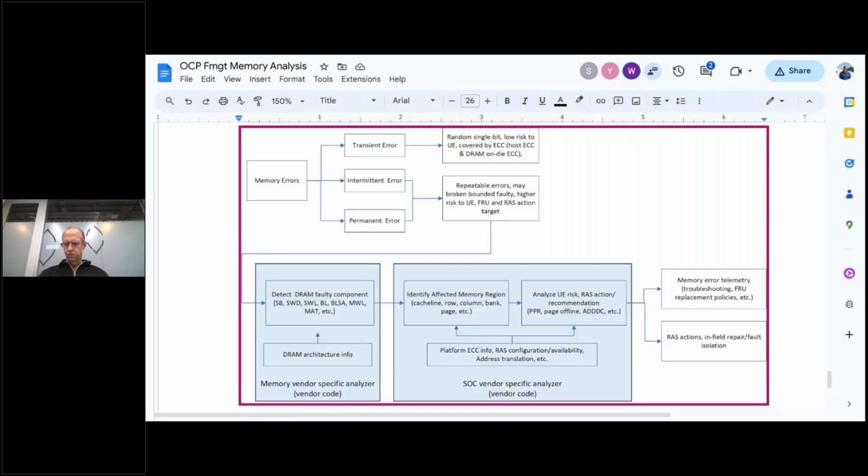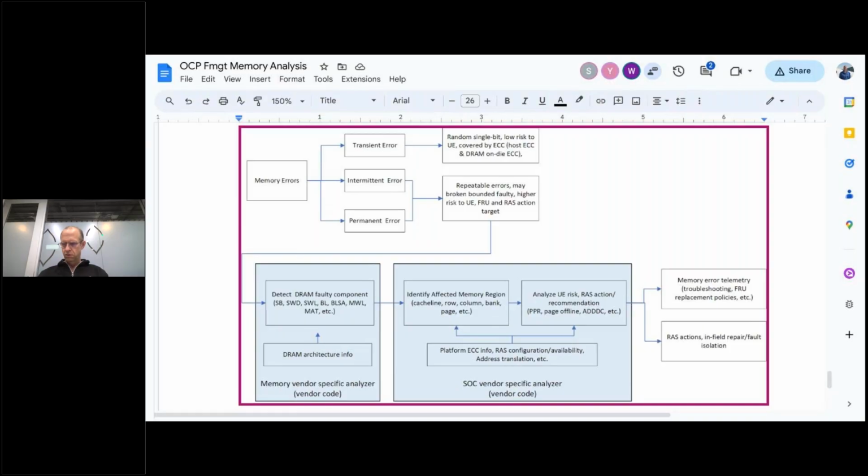For this type of knowledge, if we want to do a fine-tuned analysis, it does rely on platform level knowledge. The ECC coverage information is different by CPU vendor or generation, and it depends on the runtime RAS configuration, the available RAS resources on the platform, and some address translation related to the platform. That is how we know how a certain failure can impact the system. That part requires the SOC vendor specific analyzer.